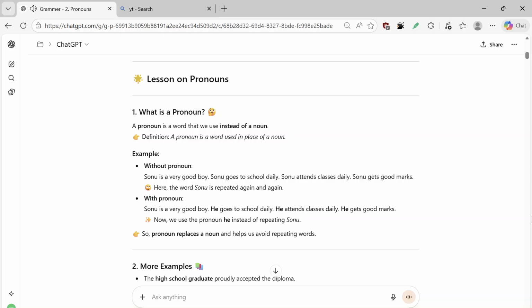Example without pronoun. Sonu is a very good boy. Sonu goes to school daily. Sonu attends classes daily. Sonu gets good marks. Here, the word Sonu is repeated again and again.